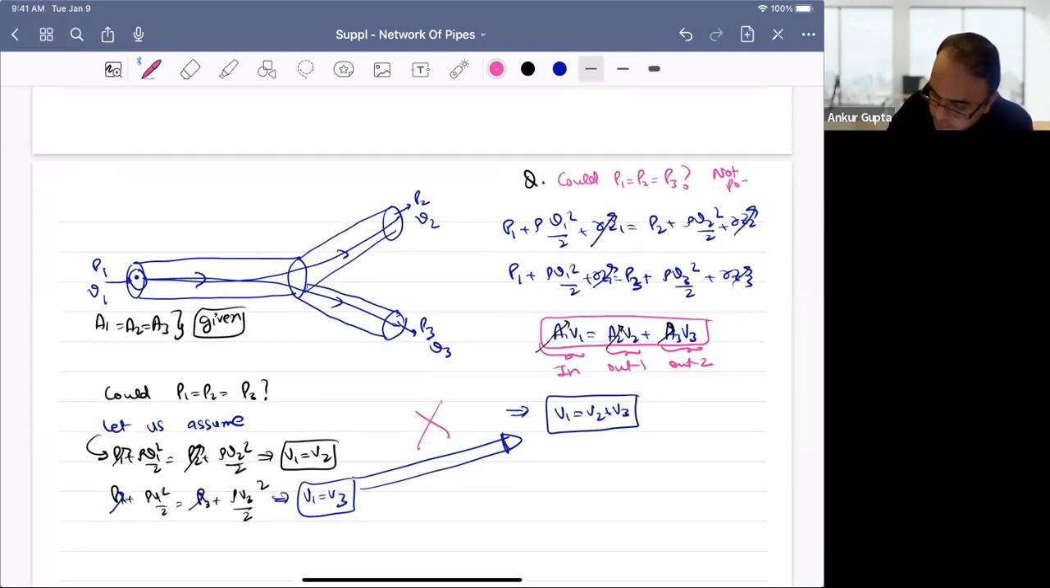Not possible. However, if I get some different combination of areas or something like that, it is probably possible. But in this particular case, we cannot have V1 is equal to V2 is equal to V3 and still be able to get the answer.